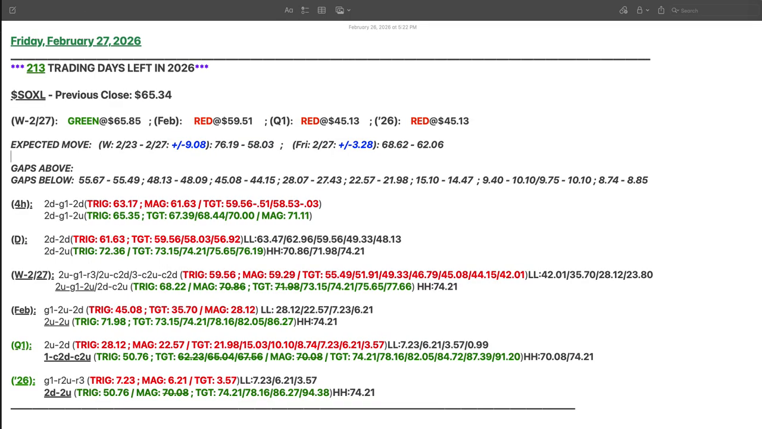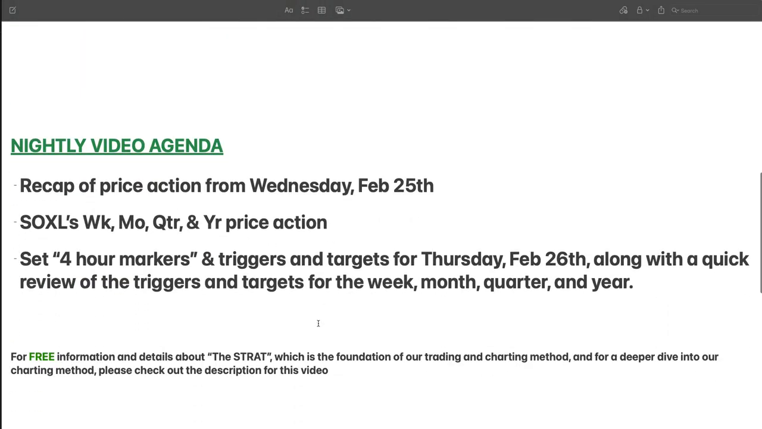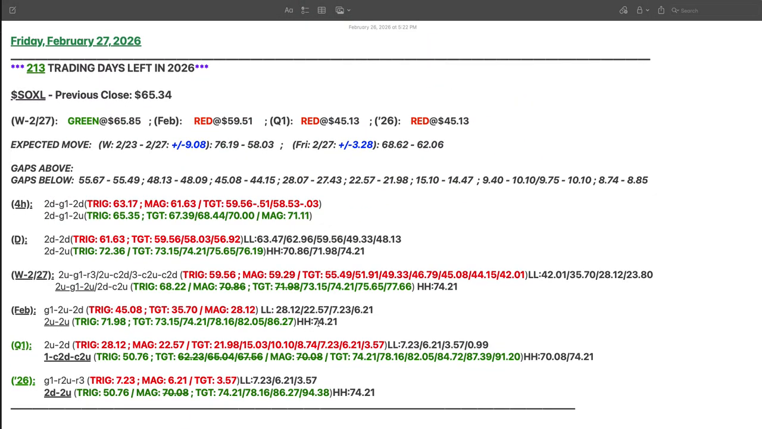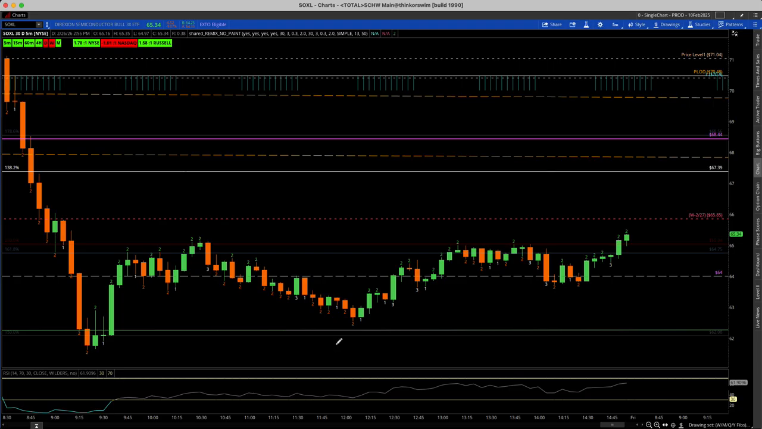Let's go ahead and get to the agenda for today. We'll go over today's price action. We'll zoom out, look at the week, month, quarter, and year, and then we'll zoom back in to set the 4-hour markers, the triggers and targets. We'll talk about the market maker's expected move for tomorrow, and then we'll get the triggers and targets out of the way as well. So let's just go to the charts, starting off with the 5-minute like we always do.